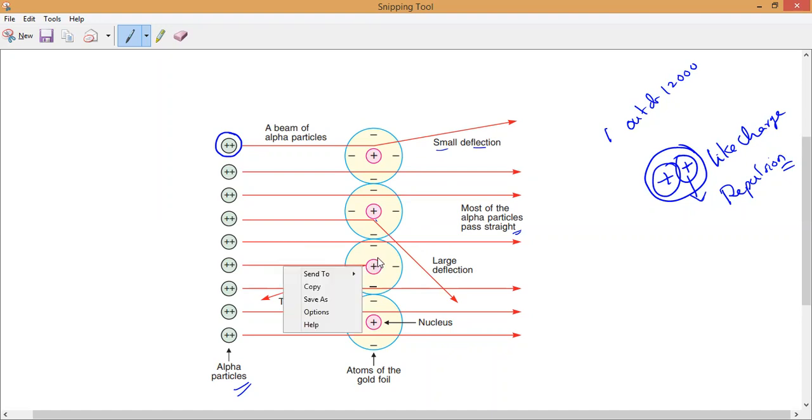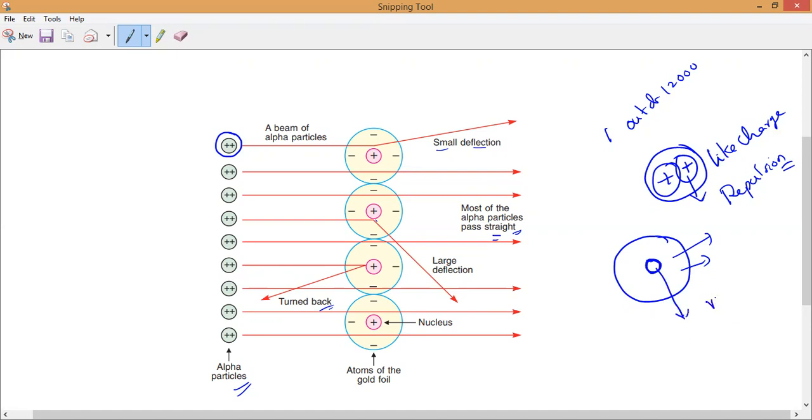You understand that the majority of the alpha particles going in a straight line means he assumed that the atom is having larger empty space. So that is the reason most of the alpha particles are going in a straight line. And somewhere at the center, something extremely small is present. That is a positive charge. What is that called? It is called the nucleus.